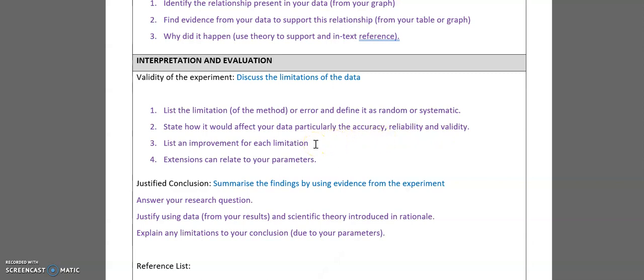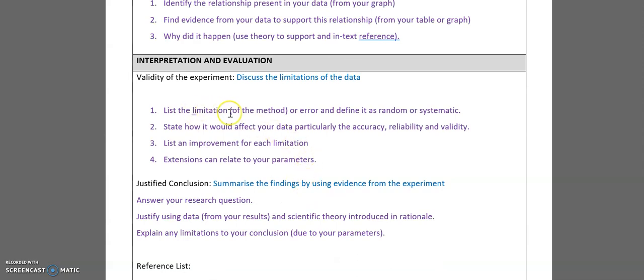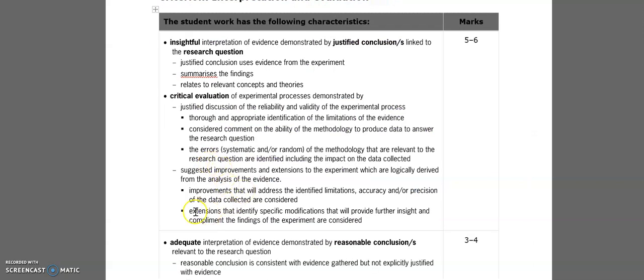So then what I suggest you do to get this next part of the ISMG, it says suggested improvements and extensions which are logically derived from the analysis of the evidence. So what I suggest you do is for every limitation that you put forward, you suggest an improvement for that limitation. So for instance, with my room temperature change example, perhaps the air conditioner needs to stay set to 25 degrees and the room needs to be all sealed up properly so that you can control the temperature better. And then finally, extensions is this next bit down here.